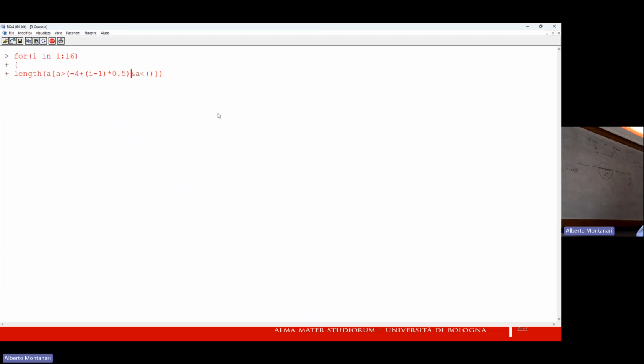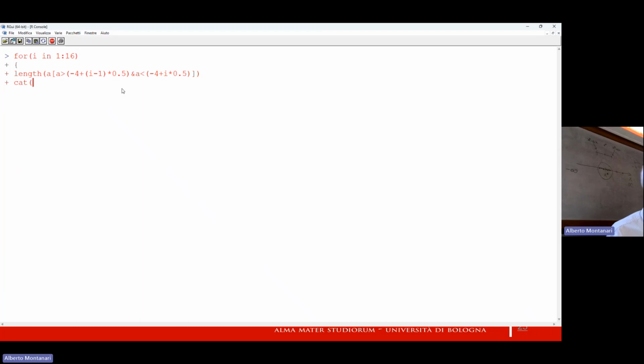So in the first round, I is equal to 1. So at the first round, the result of this computation is just -4 plus 1 minus 1 is 0, so -4. The second round, I is equal to 2, so it's -4 plus 1 times 0.5, that is -3.5. Okay, good. And here I have to put -4 plus I times 0.5. I think that's it, and then it should be okay.